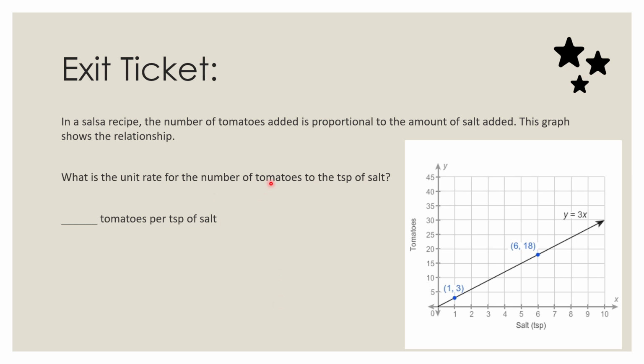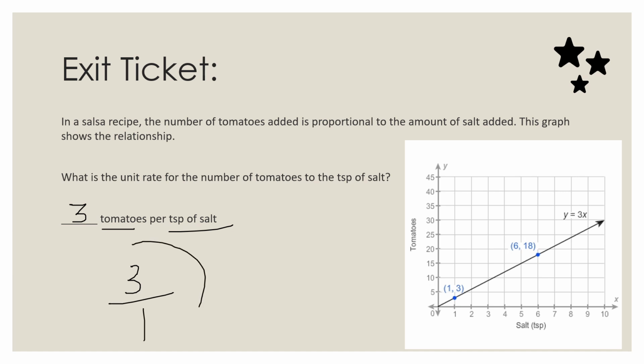So we want to know how many tomatoes do we put in per teaspoon of salt. Well, look at this. Teaspoons of salt. 1 teaspoon of salt gives me, oh, look at that ordered pair. 1 teaspoon of salt gives me 3 tomatoes. Or we use 1 teaspoon of salt per 3 tomatoes. So the answer here is simply 3 tomatoes per teaspoon of salt, or 3 tomatoes over 1 teaspoon of salt.